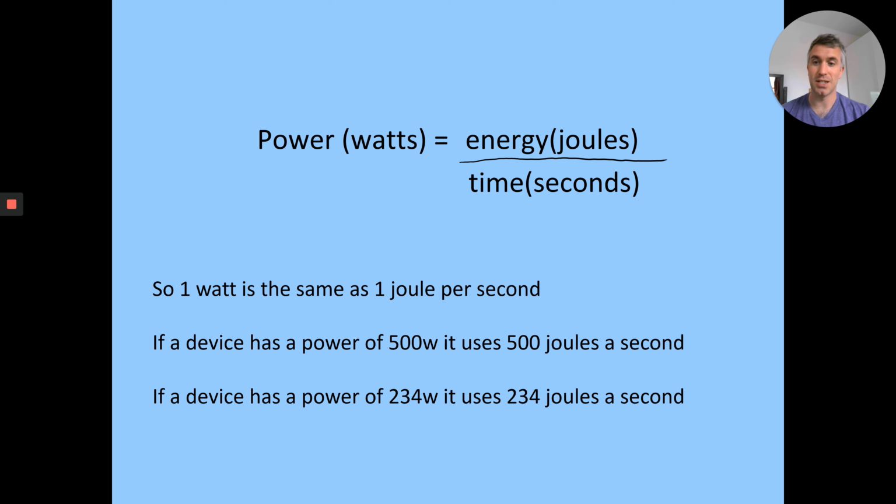Power in watts is another way of saying how many joules per second. So a higher power gives more joules every second. 20,000 watts will give you 20,000 joules in a second. That's a lot of energy in a second. Okay?